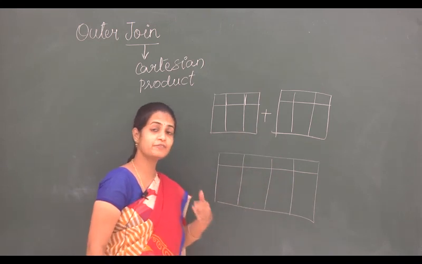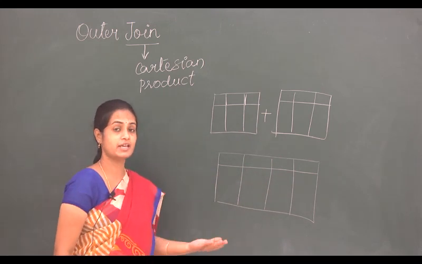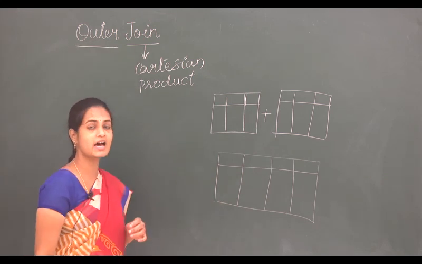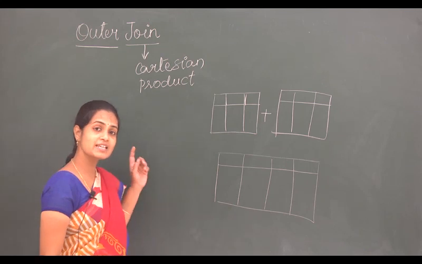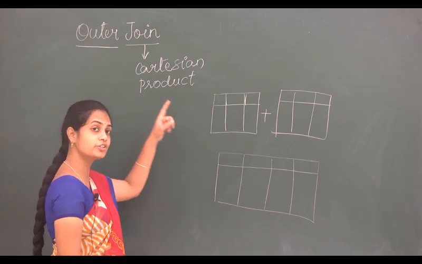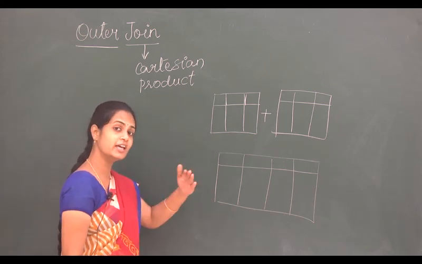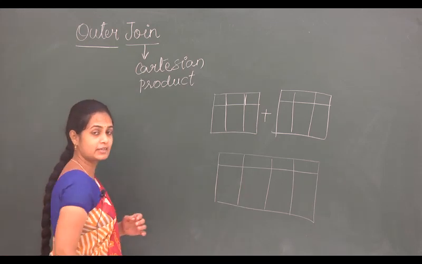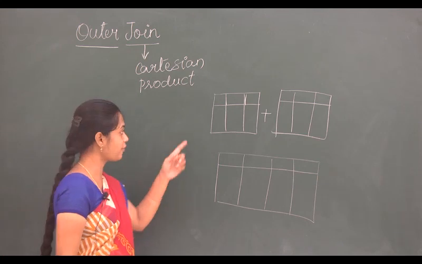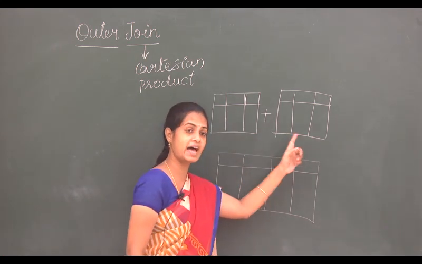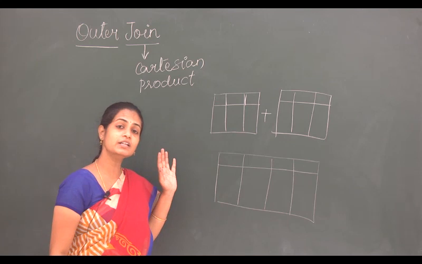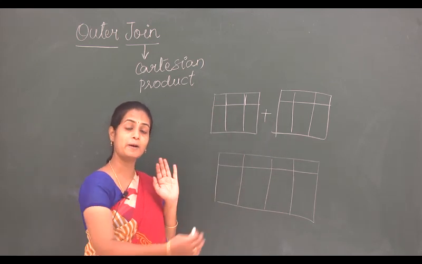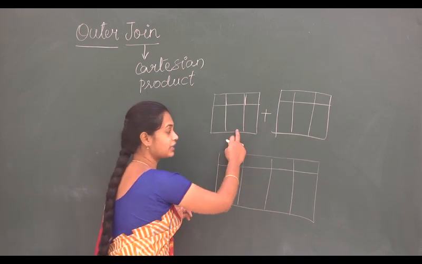For that we have a number of joins. Today we'll be discussing what is outer join. As the name implies, in outer join we are joining outerly. Outer join is nothing but irrespective of the attributes we have in the table, we will completely join the whole attributes. We'll completely join these two tables.